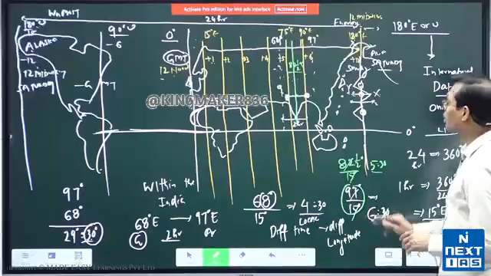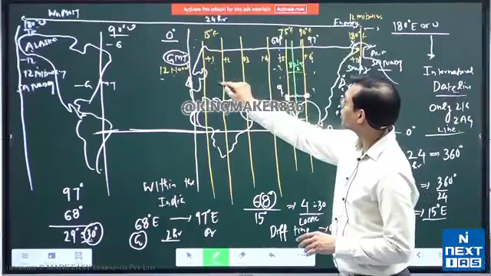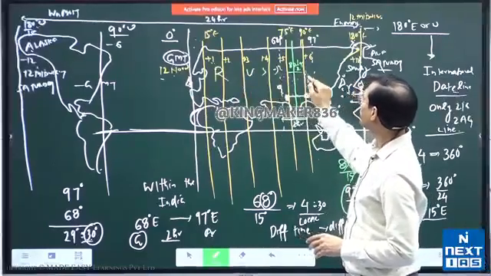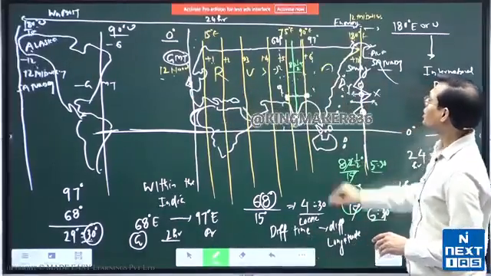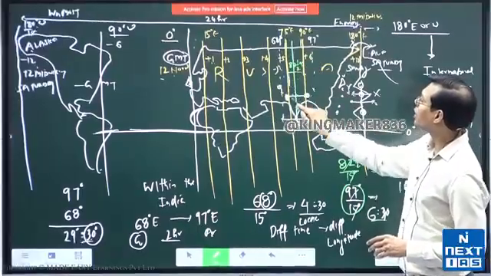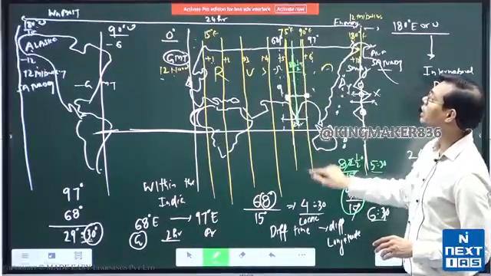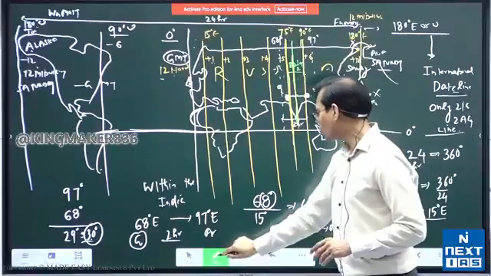For example, that is Russia. Russia is here as well. Russia यहाँ भी है, यहाँ भी है, यहाँ भी है. और रशिया ने मिडिल एरिया को एक्सेप्ट कर लिया. सपोज 75 डिग्री एक्सेप्ट कर लिया, 82.5 एक्सेप्ट कर लिया. तो रशिया के इस एरिया में क्या हो रहा होगा उस समय?